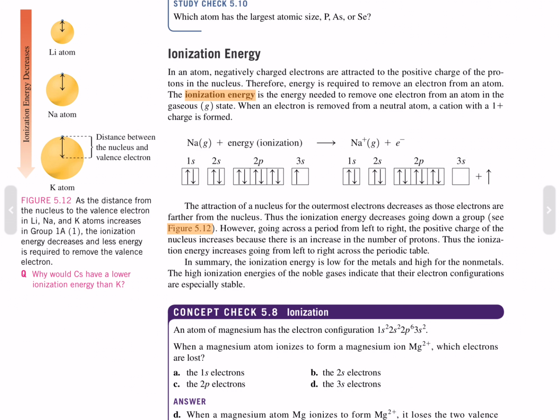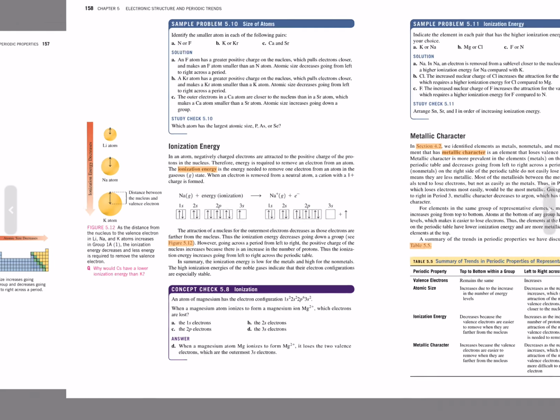In summary, the ionization energy is low for metals and high for nonmetals. The high ionization energies of the noble gases indicate that their electron configurations are especially stable.